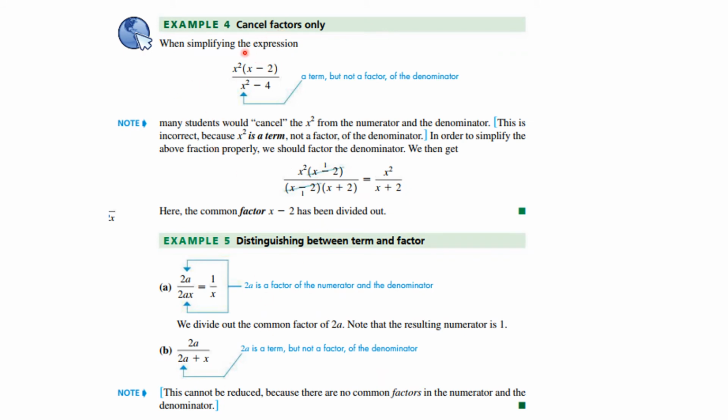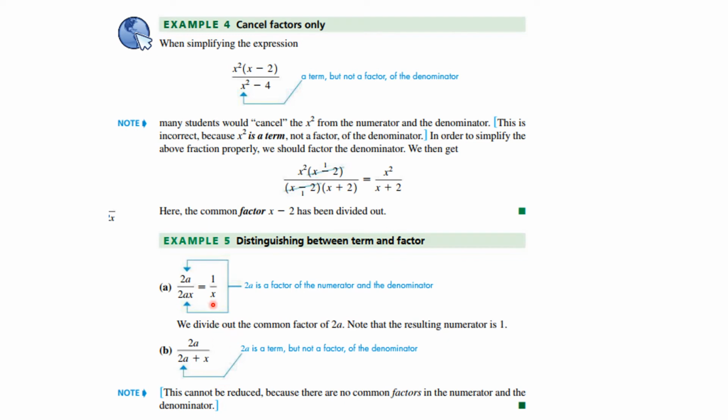Okay, so here we're going to factor numerator and denominator completely first. Now the denominator factors into x minus 2 times x plus 2. Everything is fully factored, and I'm canceling factors. X minus 2 goes into x minus 2 once, x minus 2 goes into x minus 2 once, and so the resulting simplification is this.